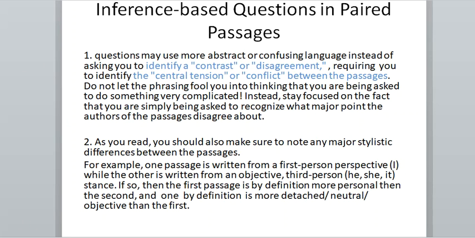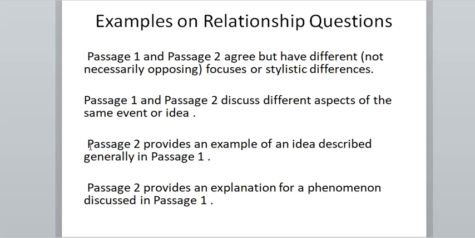Let's move on and see what's next. So we're still talking about relationship questions. For example, answers could be as follows. Passage 1 and passage 2 agree but have different, not necessarily opposing, focuses or stylistic differences. Or passage 1 and passage 2 discuss different aspects of the same event or idea.